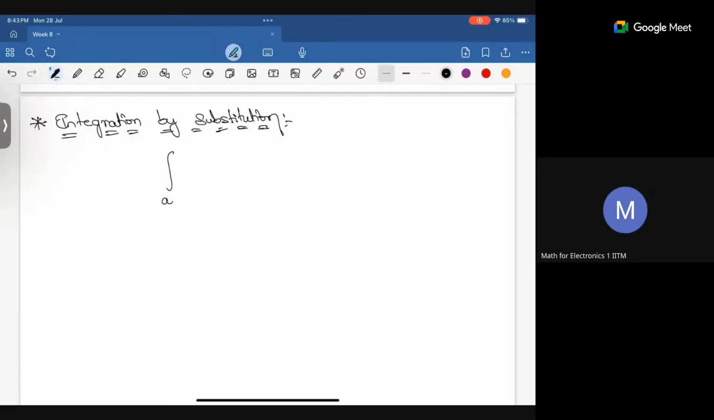So if I have my integrand, this f of x, if I can write this f of x as some composite function g of u of x into its inside function's derivative, right, so if I can write f of x as some composite function g of u of x and u of x derivative product, okay, if I can write f of x like that, then what I will do is I will do substitution.